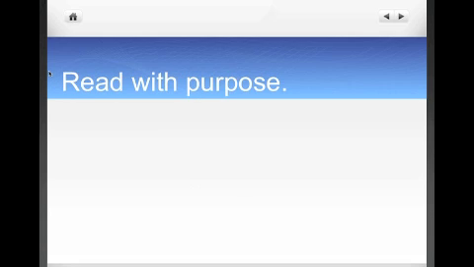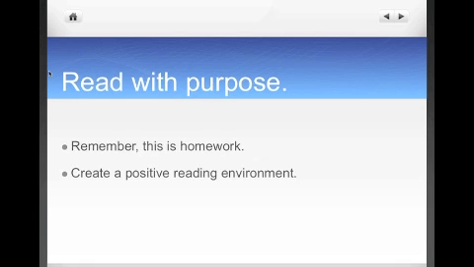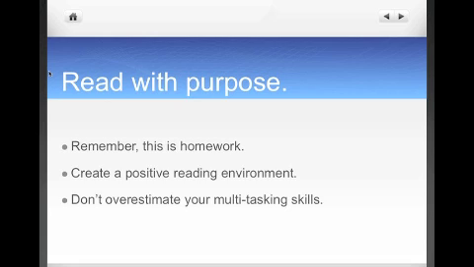So, I told you that you need to read with purpose. Remember, what you're doing is homework, and it matters. And one of the first things to do when you read with purpose is to create a positive reading environment. Specifically, don't overestimate your multitasking skills. Don't text and read. It's kind of like driving, but it's reading. Don't text and read. Don't email and read. Unless you're reading the online textbook, which I believe we have access to this year, and I can tell you how to do that.